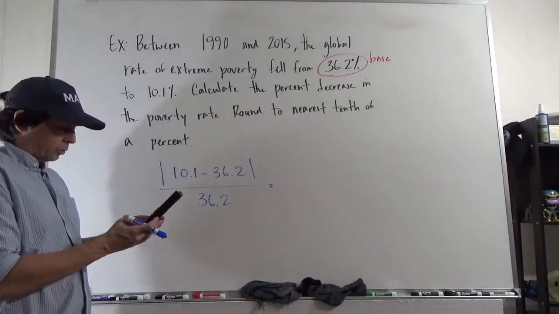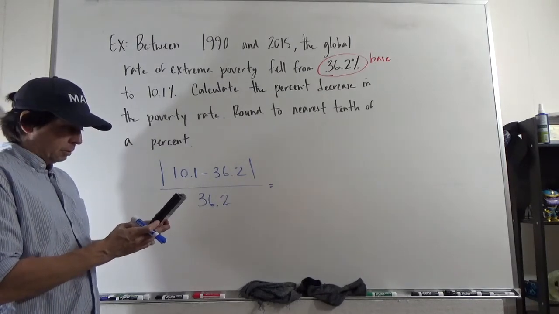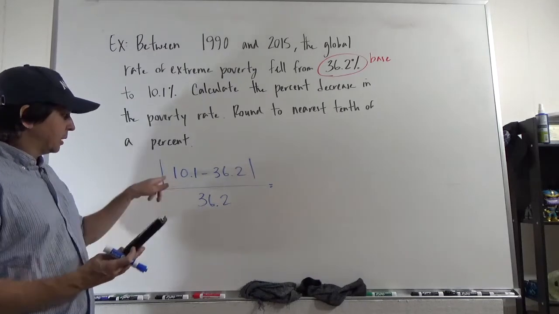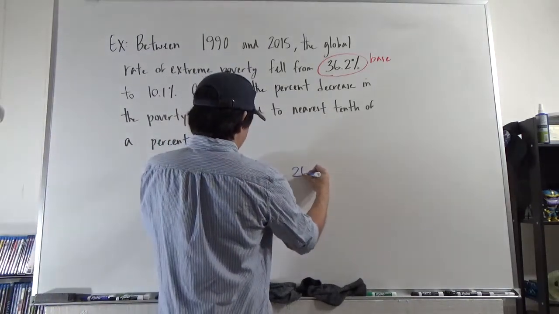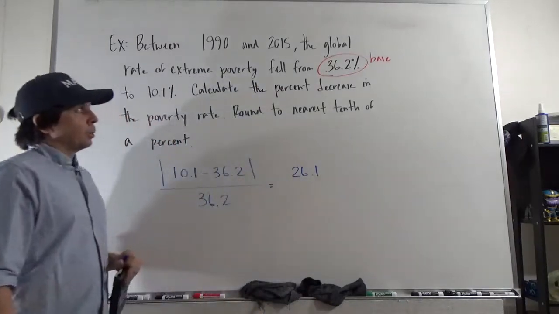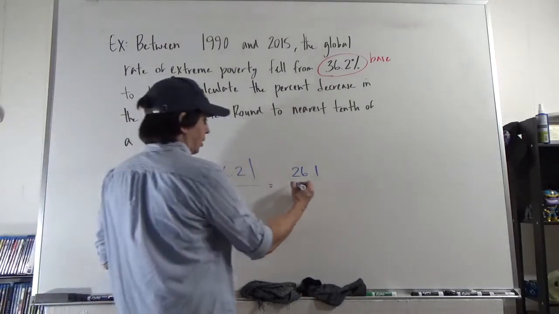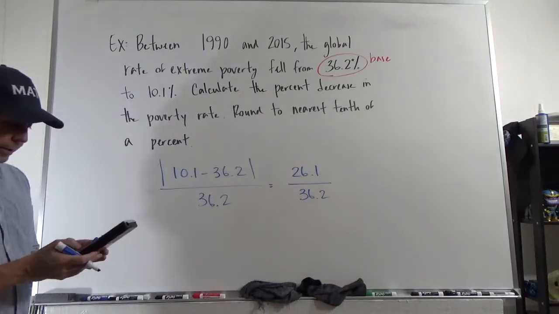10.1 minus 36.2 will give me a negative. What am I doing with that negative? Why, I'm ignoring it and dropping it, of course, because it's the absolute value, and I'm just going to skip that step and just go straight to 26.1. It was a decrease of 26.1 in the global poverty rate. What percent is that of the original amount, 36.2? Well, I'll figure that out next by dividing.